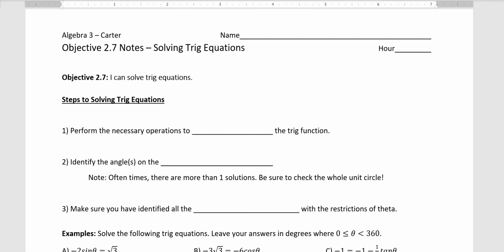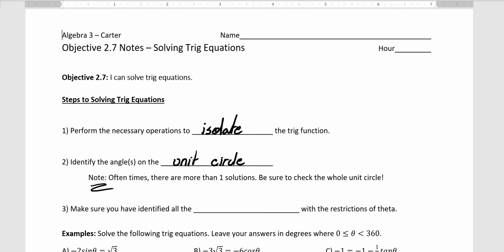The first step is to perform the necessary operations to isolate the trig function. We want to get it all by itself. So it just says sine of theta equals, or cosine of theta equals, or tangent of theta equals. We don't want anything else on that side of the equal sign. Next, we want to identify the angles on the unit circle. So we will definitely need a unit circle nearby while we do these.